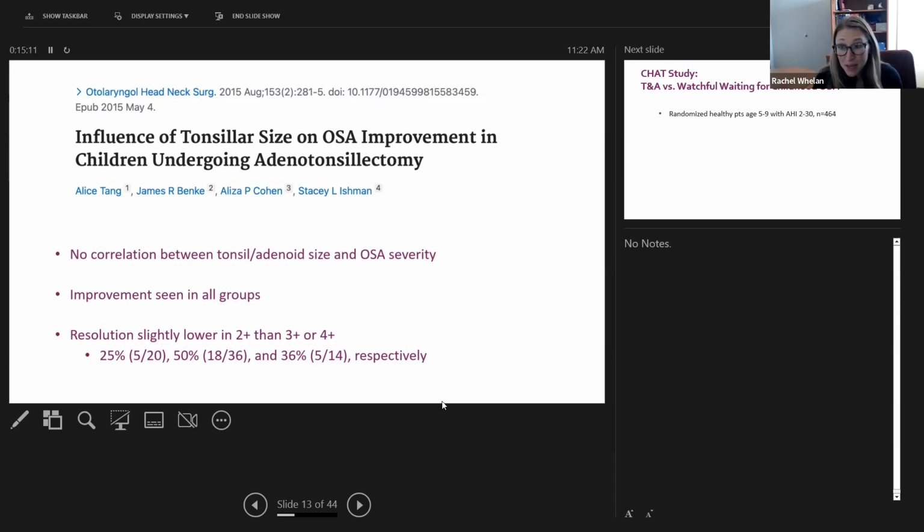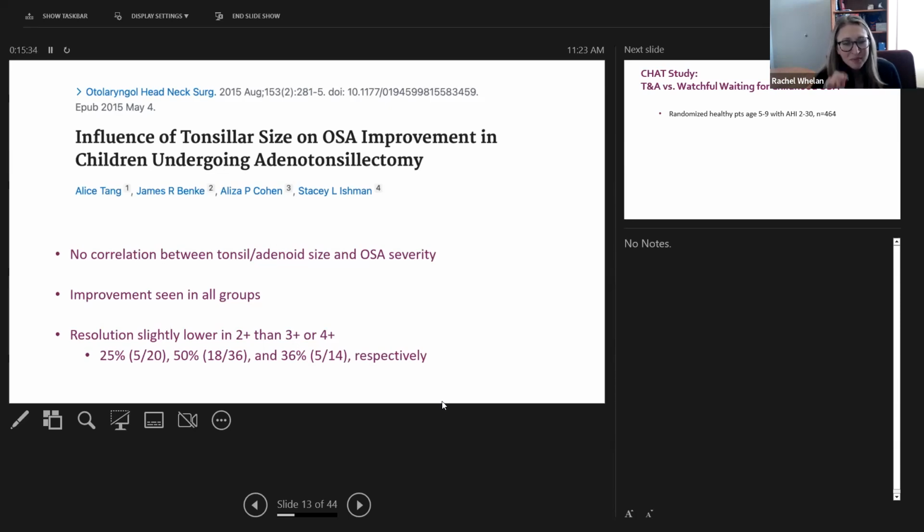And everybody got better. It's interesting for us because, on the medical side as well as the surgical side, when we see these kids and look in the back of the throat, everybody's like, oh, there's 4+ tonsils, this is going to help. When there's 2+ tonsils, we get a little bit less excited. So it's interesting to look at the data.